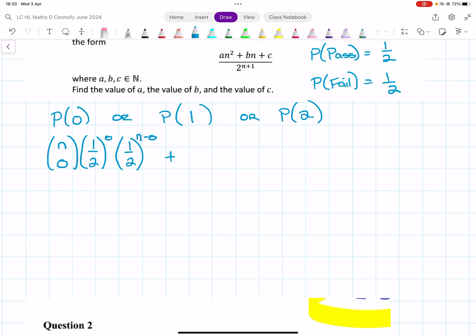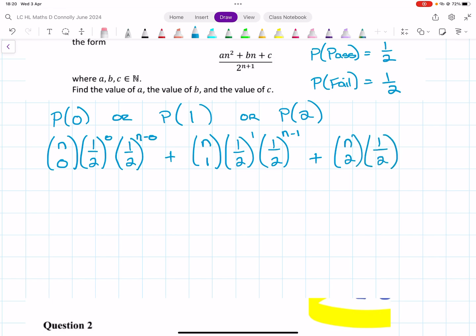Okay, so then this one is going to be n choose 1, because we want one person to pass. Probability of passing is a half, and we want one person to pass. Probability of failing is a half, and we want everyone bar one to fail. Or n choose 2, probability of passing is a half, and we want 2 people to pass. And then the probability of failing, we want everyone else to fail.